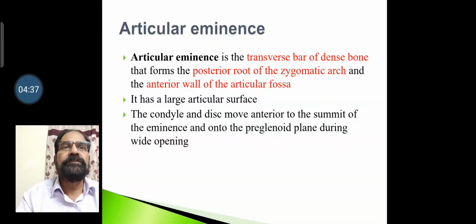Articular eminence. The articular eminence is the transverse bar of dense bone that forms the posterior root of the zygomatic arch and also the anterior wall of the articular fossa. It has a large articular surface. The condyle and the disc move anterior to the summit of the eminence and onto the pre-glenoid plane during wide opening.